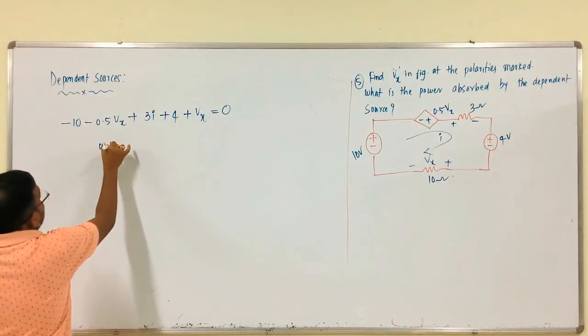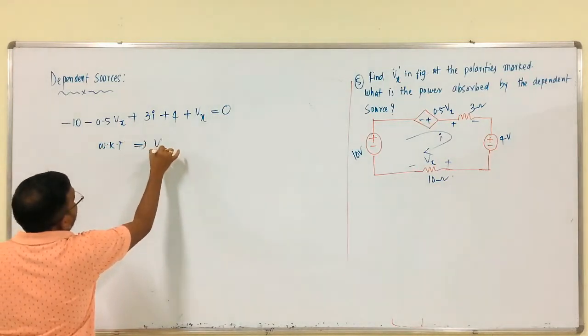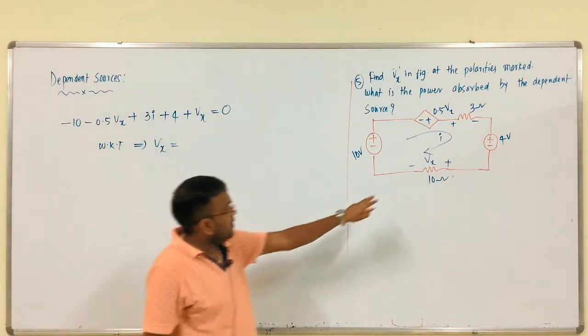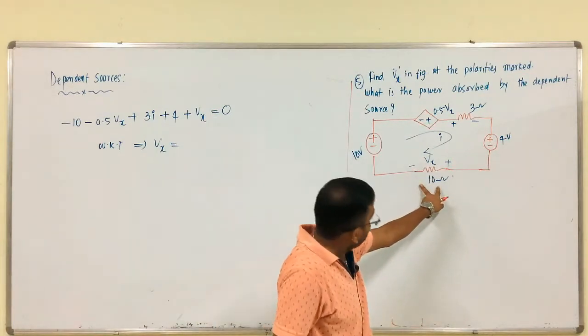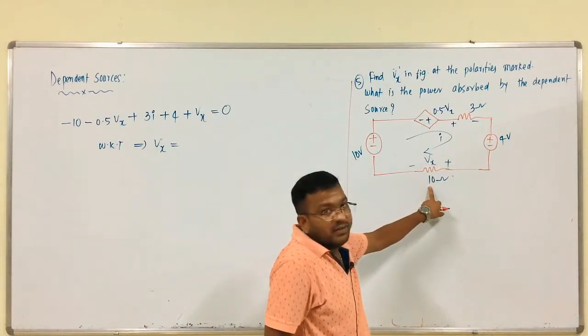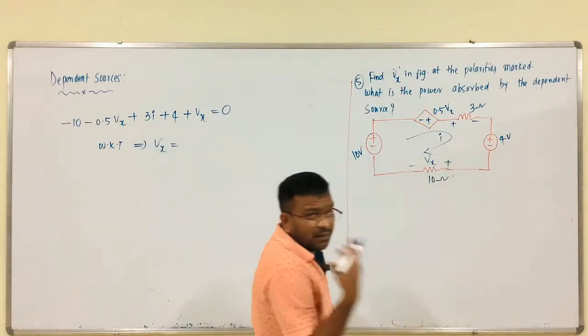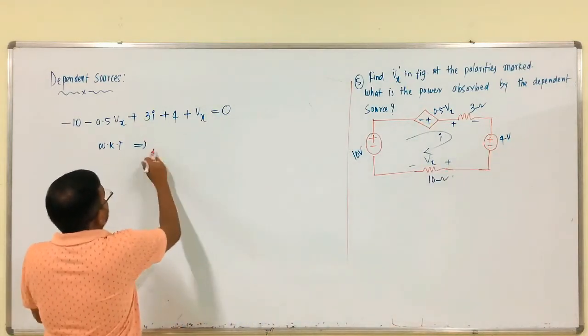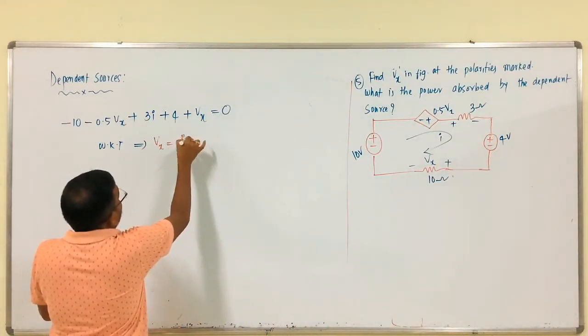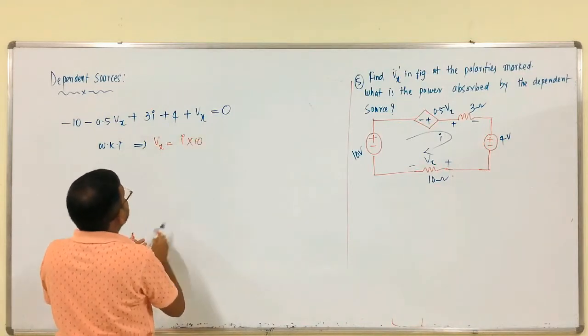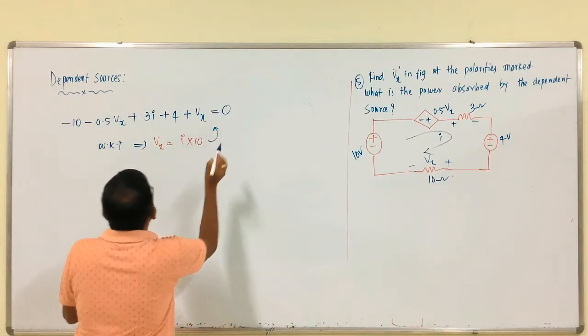But we know that Vx equals to what? See, the voltage across this 10 ohms branch is nothing but Vx. I into 10 is nothing but Vx, no? I into 10, that is it. Then substitute this Vx into this.